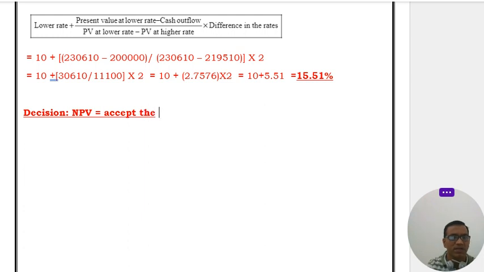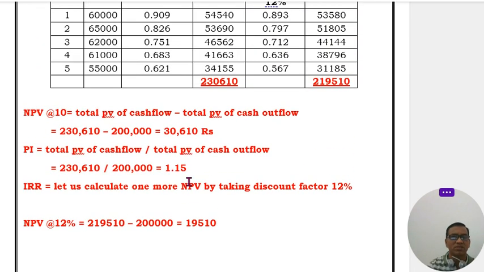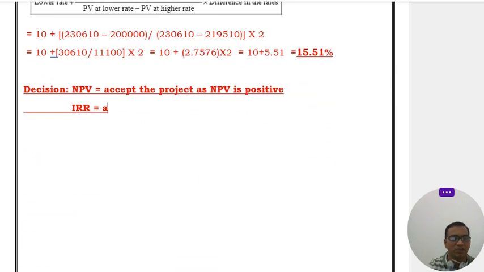Accept the project as NPV is positive. What about the next one? IRR. If IRR is more than 1, you can accept the project. So IRR is 1.15, more than 1. Again same. Accept the project.